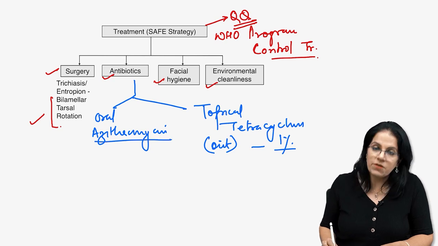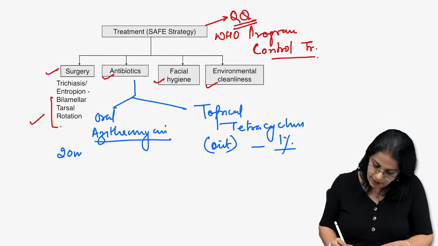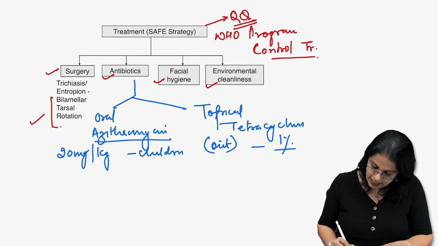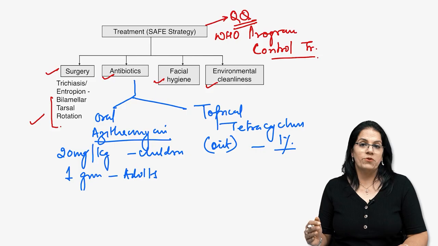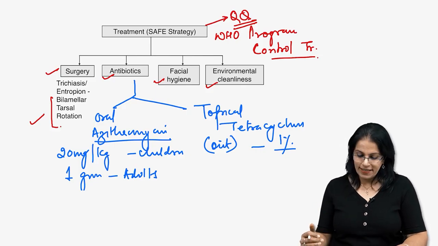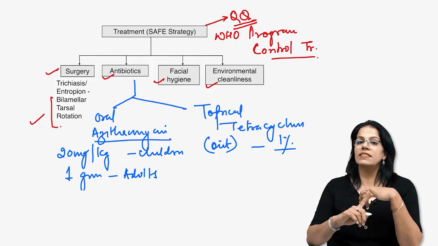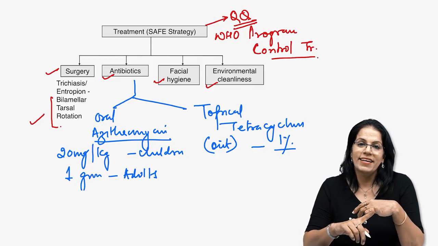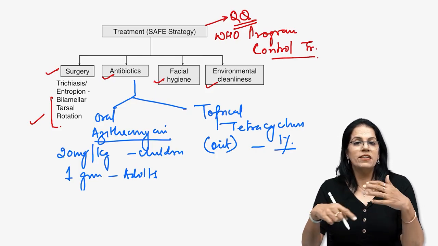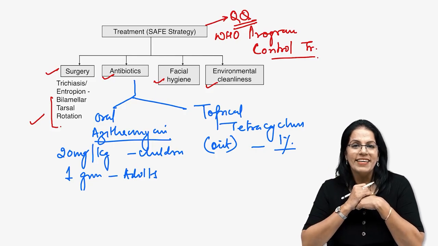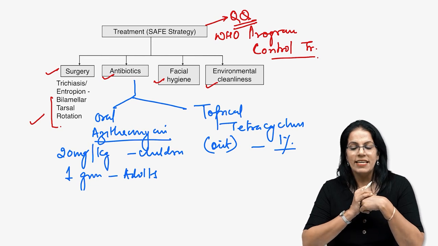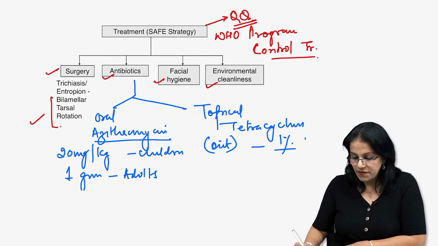And what is the dose of azithromycin? We all know it is 20 milligrams per kg for children, and for adults it is 1 gram. Which is better, which should I choose? Of course, azithromycin. Why? Because tetracycline is considered a little less effective than azithromycin. Secondly, it's an ointment. It's very difficult to maintain compliance. It's so cumbersome to keep putting ointment in the eye and moving around. Easier to eat 1 or 2 tablets, isn't it? That is why compliance is poor and also it's less effective.